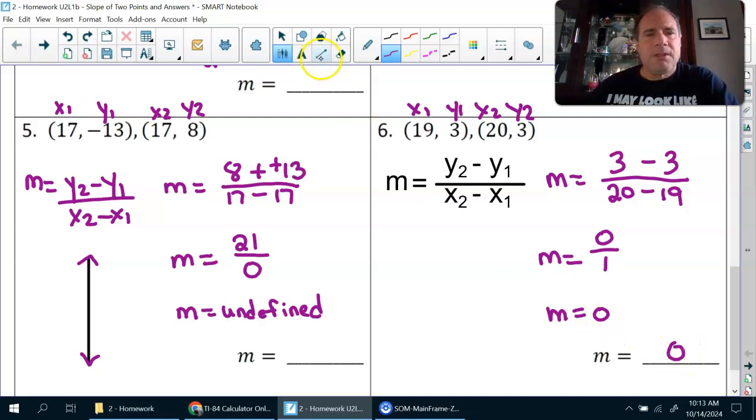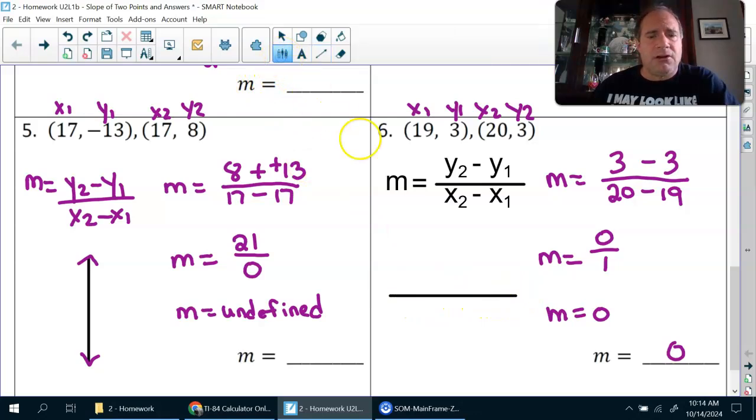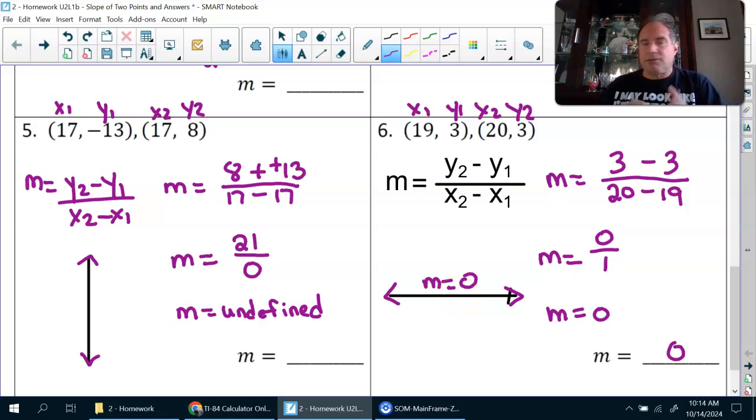Remember, a 0 slope means that you have a horizontal line. Horizontal line has a slope of 0, because it has no rise. It just has a run. So you get 0 over some number, and then you could do that in math. It'll just say 0, the calculator.